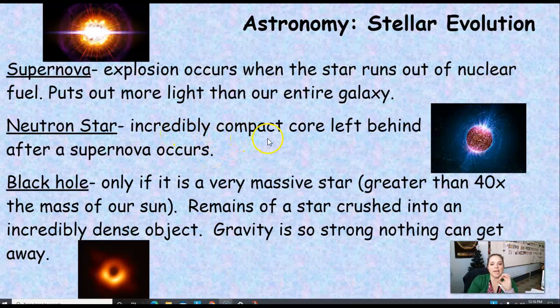So it's an incredibly compact core left behind after a supernova occurs. That's why I said it's on the smaller side of the supergiants. So it condenses down to an incredibly compact core. And then a black hole is huge, very, very massive, generates 4 times the mass of our sun. So it's the remains of a star crushed into an incredibly dense object. Like the density is off the charts. So it starts sucking in because the gravity is so strong, nothing can get away.